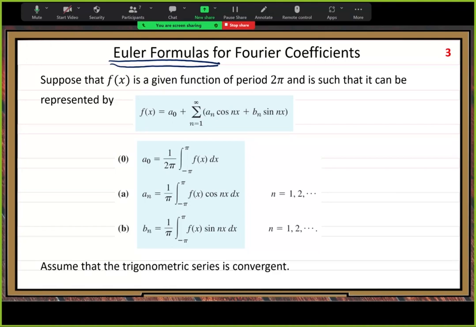Assume that the trigonometric series is convergent. So later we have some theorem. Some theorem tells you about the convergence.